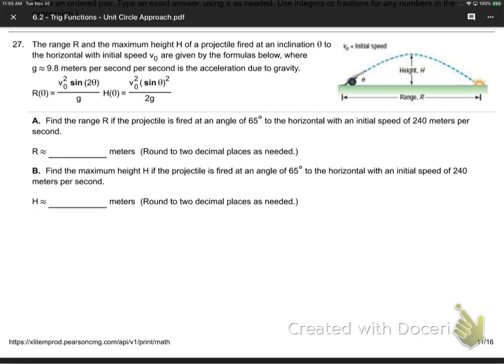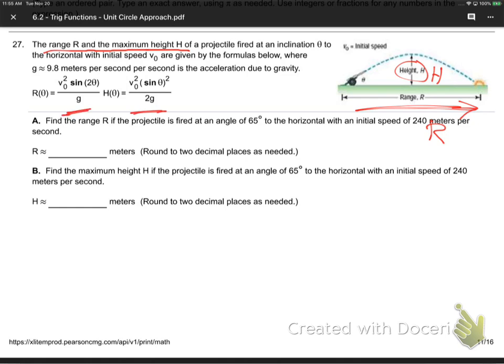blah, blah, blah. So what's R? Range. The range, let me change the color here. The range and the maximum height of the projectile. Oh yeah, range is how far you shoot it. That's R. And H is your height, the maximum height. So there's a formula, it's from physics.